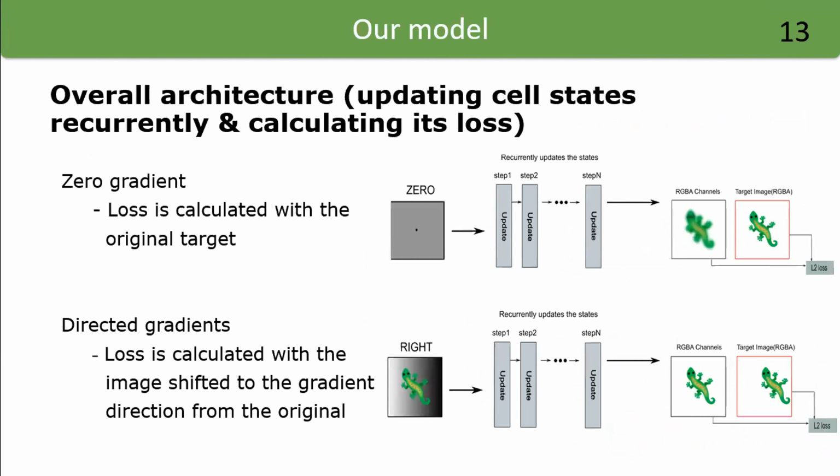And we use different target images for different gradients. For the 0 gradient, we use the same target image that was used for neural cellular automata. For the directed gradients, we use a target image that has the agent shifted towards the direction of the gradient.